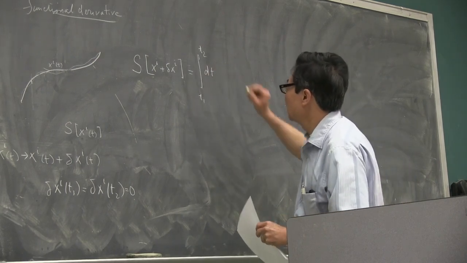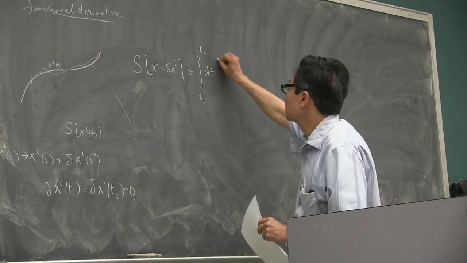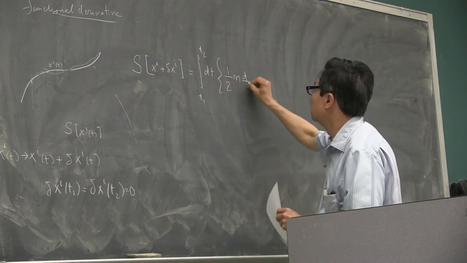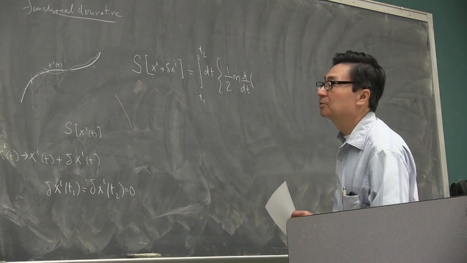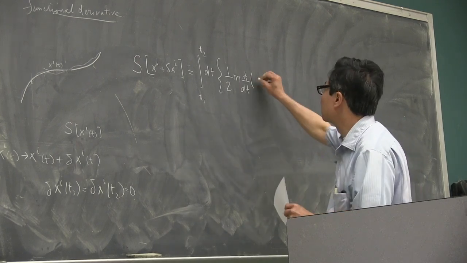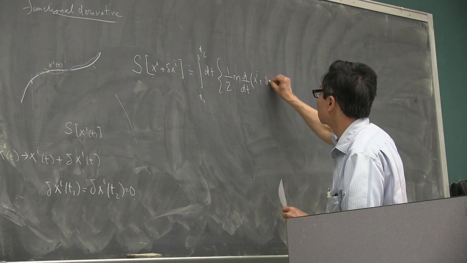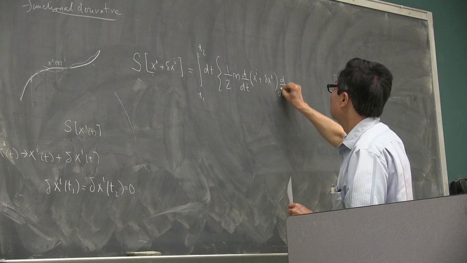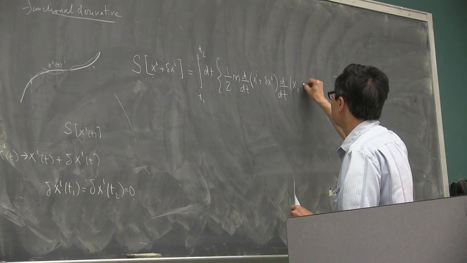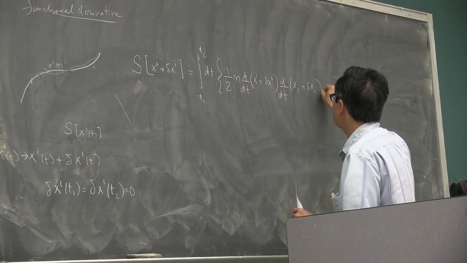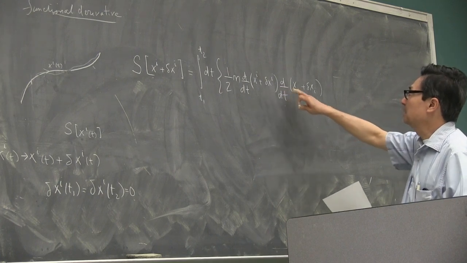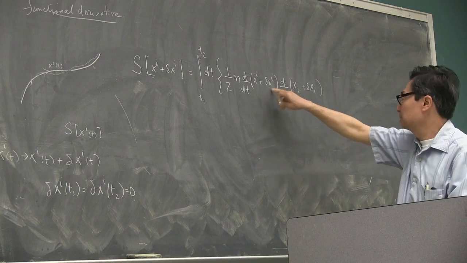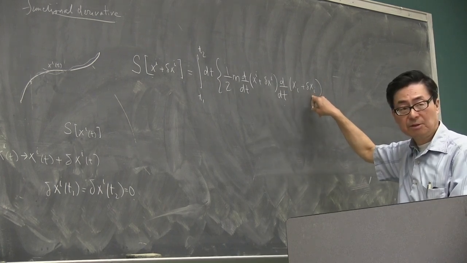Let's do it very methodically. So this is equal to 1/2 m v dt. The first one is dx upper i, so it's x upper i plus delta x upper i, times d/dt of x lower i plus delta x lower i. Remember that x upper i is exactly the same as x lower i for the Euclidean case, and delta x upper i is exactly the same as delta x lower i.